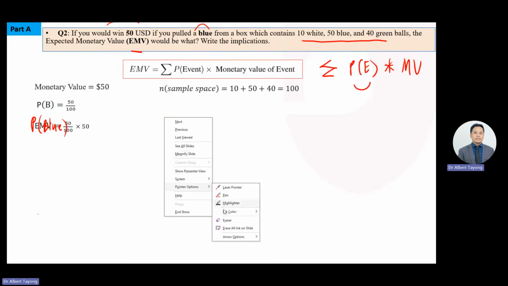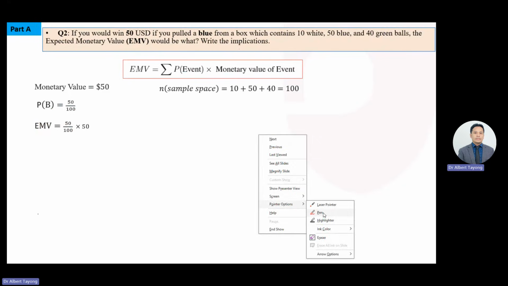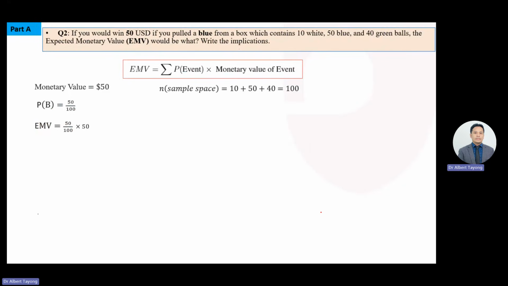And our expected monetary value using the formula, because we have only one event here, that is getting a blue. Of course, if we have two or more events, we are going to add every product. That means you have to multiply the P of E and the MV and add, based on the given events. All right, so our expected monetary value here is actually $25.